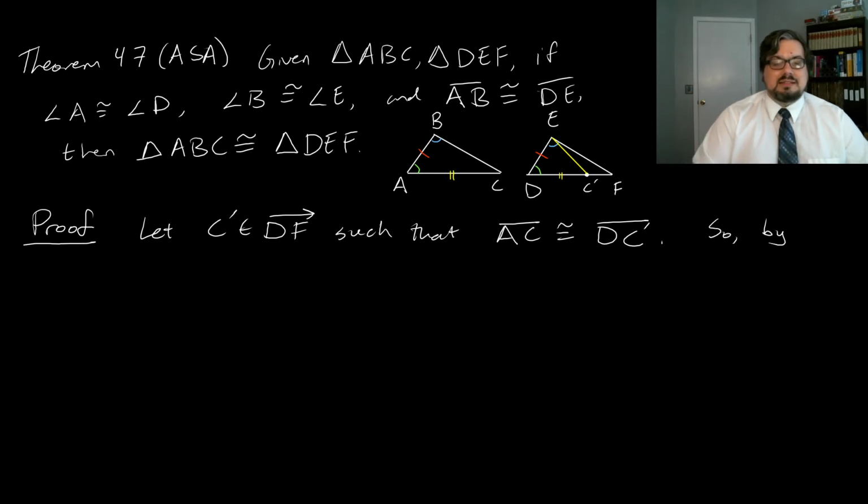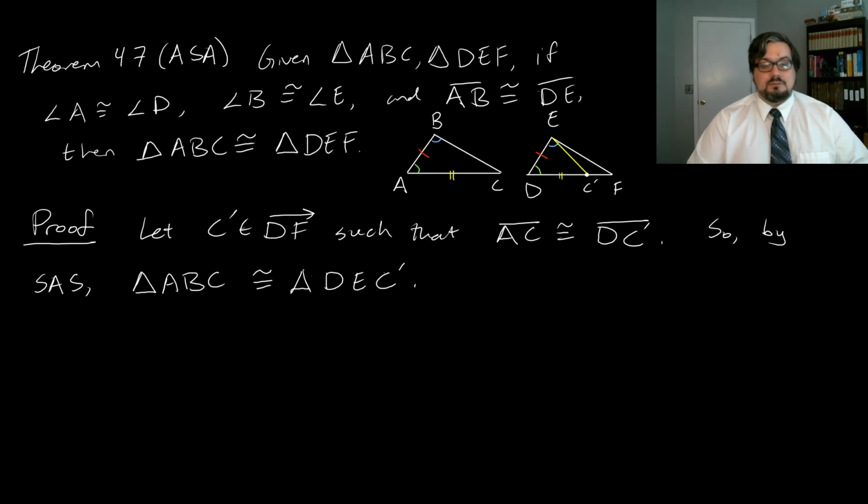So that means that by side angle side, we have that triangle ABC is congruent to triangle DEC prime. Because the green angles are congruent, the red sides are congruent, and the yellow marked sides are congruent. Therefore, the triangle ABC is congruent to the triangle DEC prime, wherever C prime happens to be on this ray.